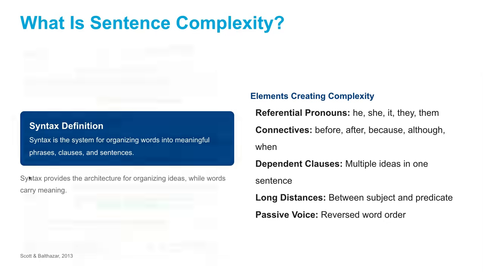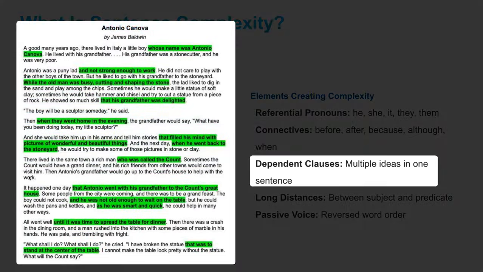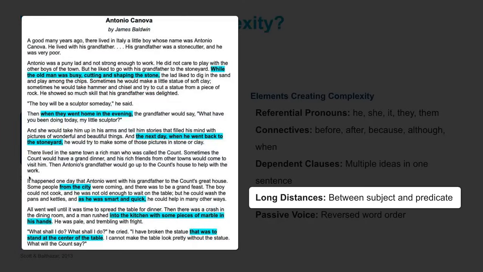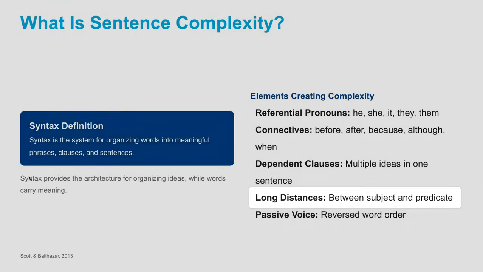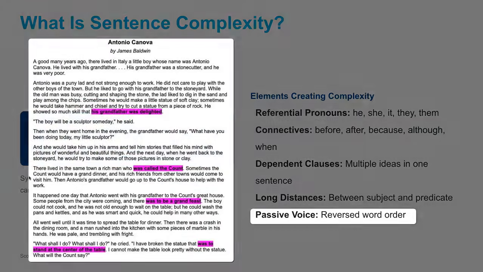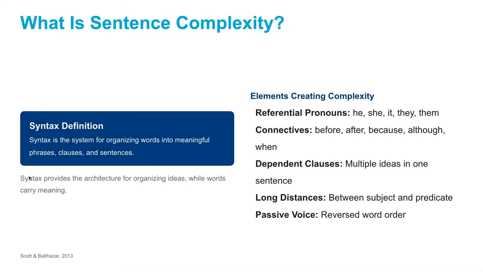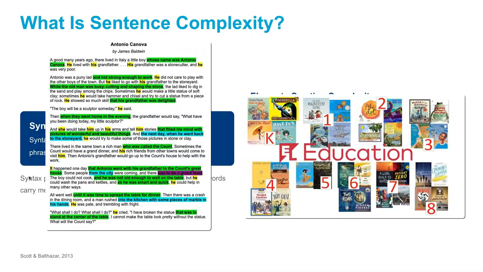There are dependent clauses where multiple ideas are packed into one sentence. There are long distances between subject and predicate where students lose the connection. And there's passive voice where the typical word order is reversed. These elements are everywhere in academic texts, which is why it's so important.